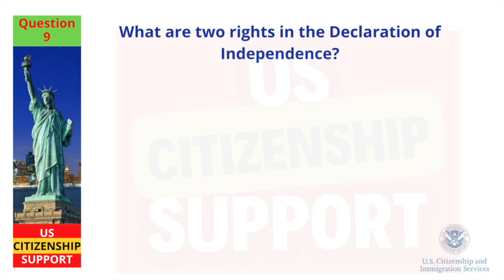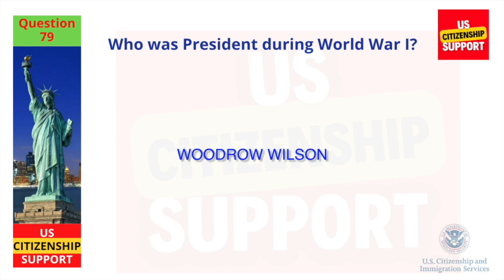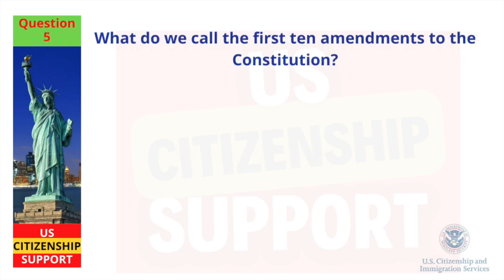What are two rights in the Declaration of Independence? Life, liberty. Who was president during World War I? Woodrow Wilson. What do we call the first 10 amendments to the Constitution? The Bill of Rights.